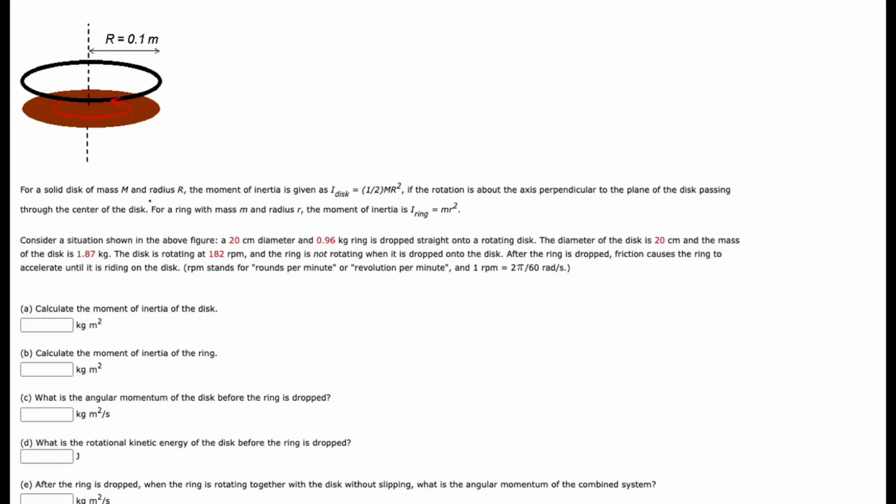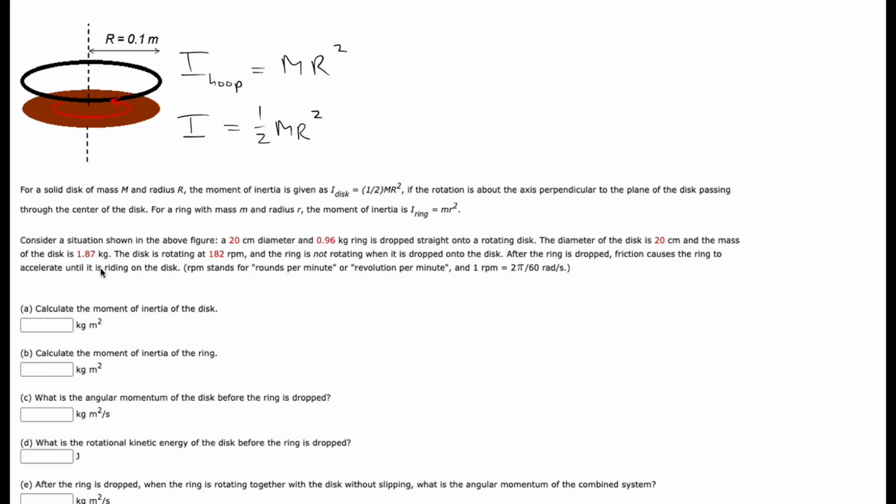A solid disk of mass m and radius r has a moment of inertia of 1/2 mr squared. A ring would have a moment of inertia of just mr squared. So let's write those in.